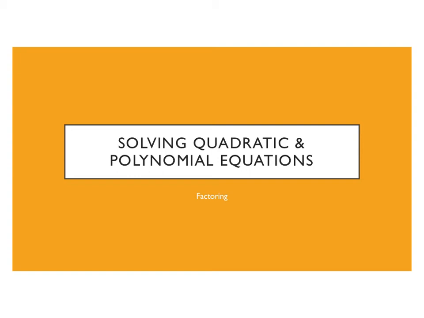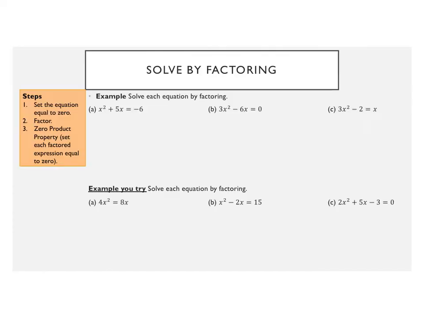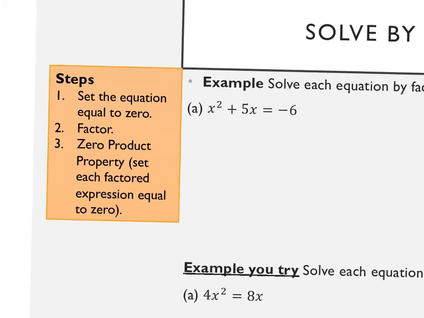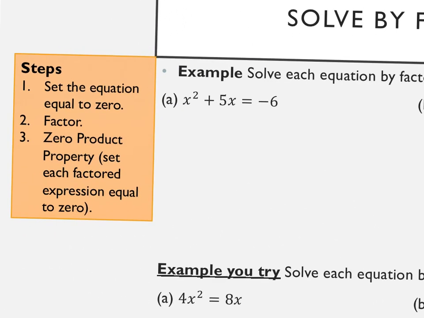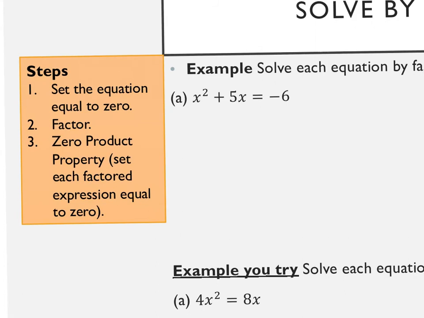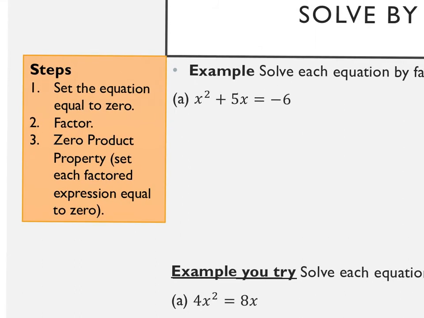Today you will learn how to solve quadratic and polynomial equations by factoring. So we're just going to review what you did in Algebra 2 when you solved quadratics by factoring first. So notice if we have our steps here. The first thing we want to do is make sure our equation is equal to 0.